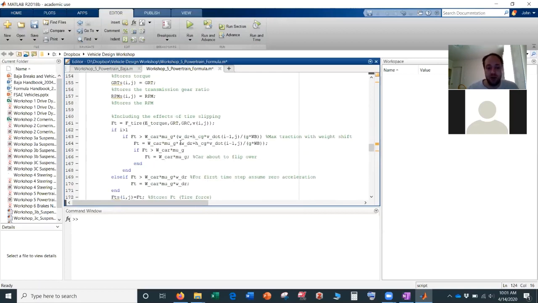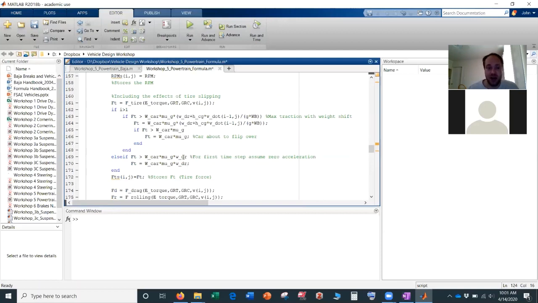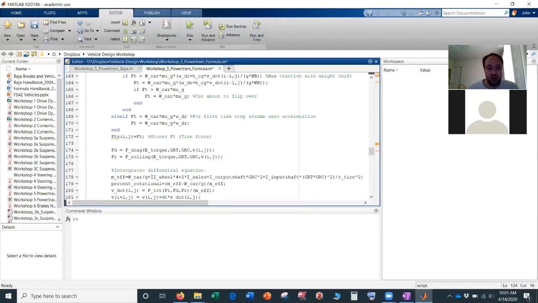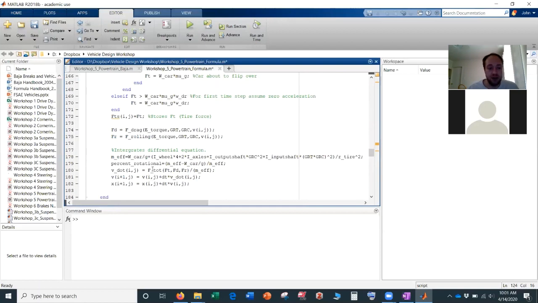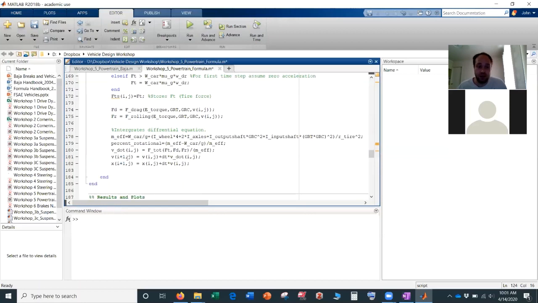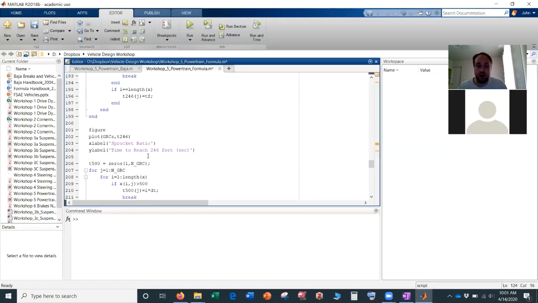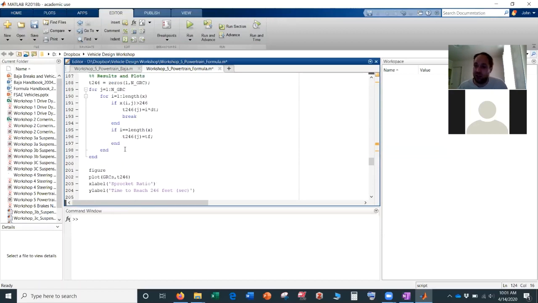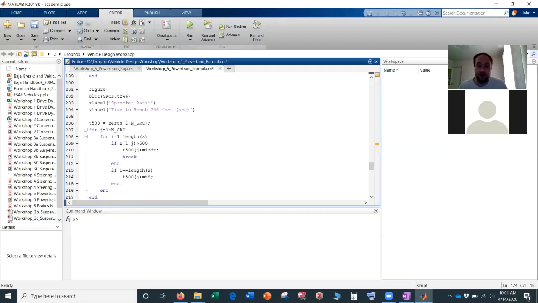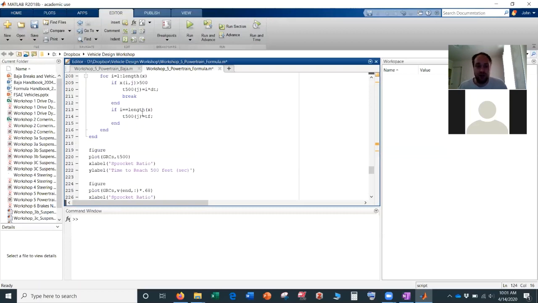Find the torque. Here we look at the weight shift and see what's the max traction we have. Here we start calculating some of the drag, rolling resistance. Here you can see we calculate the effective inertia of the vehicle, right? You can even see the percent of that that's rotational. We integrate the velocity and distance, and then we do all this plotting, right? We figure out how long it takes for each different car, the ones with different sprocket ratios, to go a certain distance: 246 feet, that's the acceleration run, 500 feet, and then we do a bunch of different plots. So that's all it is.